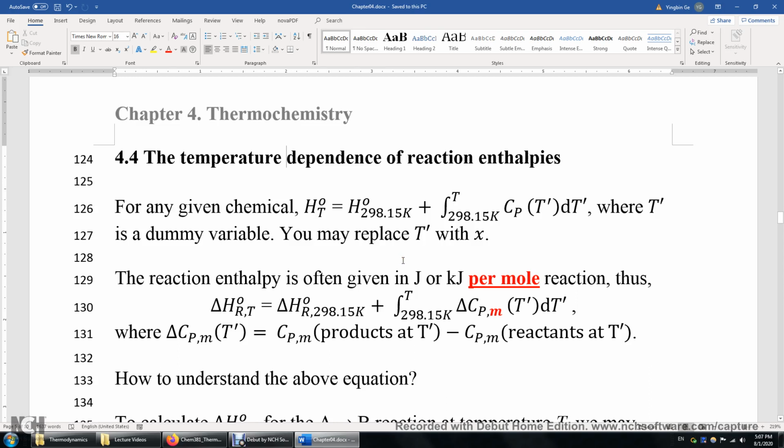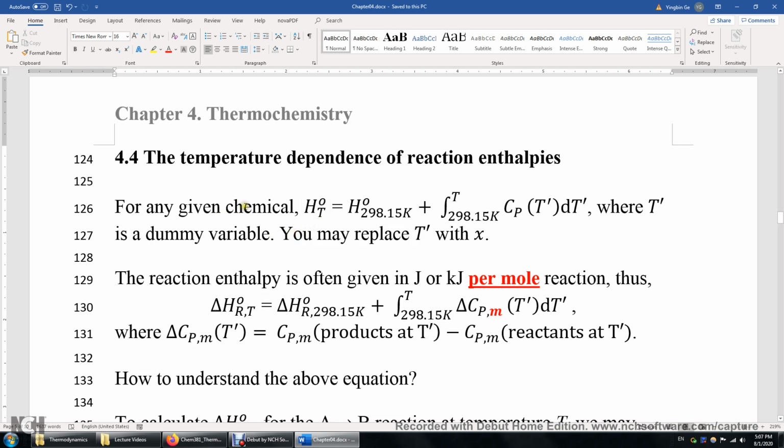Section 4.4: The temperature dependence of reaction enthalpies. Usually, the enthalpy of formation for chemicals is provided at room temperature only, because it's too tedious to include the enthalpy of formation at all other temperatures. So, how can we determine the reaction enthalpy at a temperature different from 25 degrees Celsius, the room temperature?